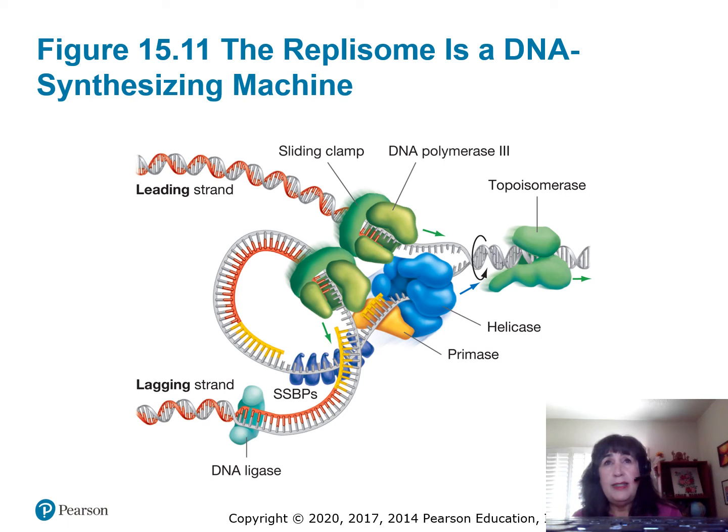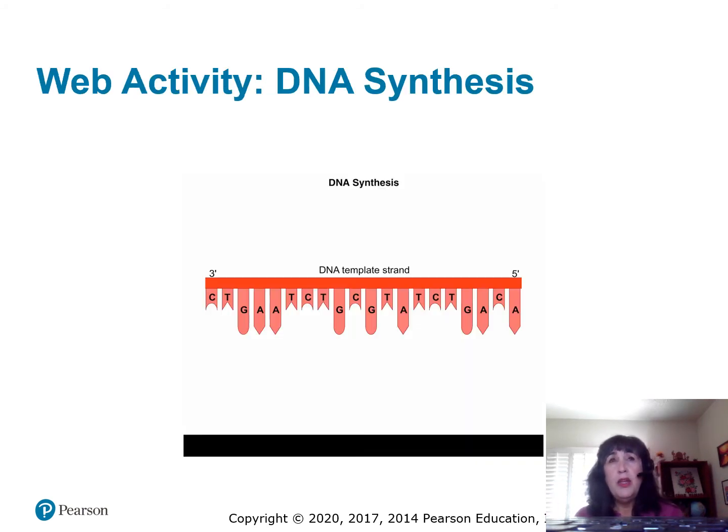Now, when you put all of the enzymes together, notice we have DNA polymerase 3 putting on the nucleotides at the beginning, DNA polymerase 1 knocking out the primer. But we also see helicase, primase, DNA ligase, single-stranded binding proteins, and topoisomerase. When you put all of these together, this is called a replisome, and a replisome is a DNA synthesizing machine. You'll be able to see a short clip of DNA synthesis in your other presentation that is posted in Blackboard.